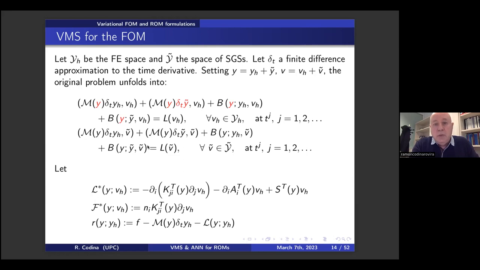So according to the splitting of the space, we can split the unknown into the finite element component Y_h and the subgrid scale Y tilde, and likewise for the test function. And then we can unfold the original problem into two equations, which are exactly equivalent, no approximations at all, to the original one. And these two equations are written here.